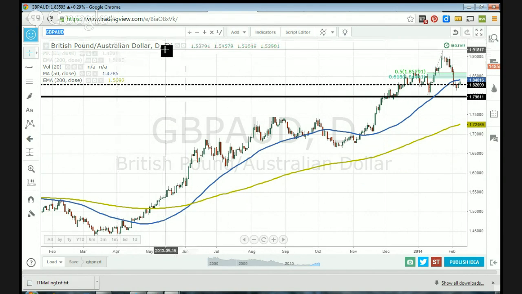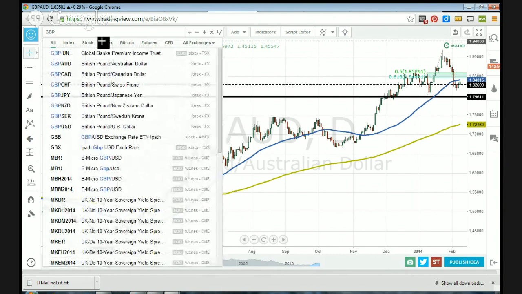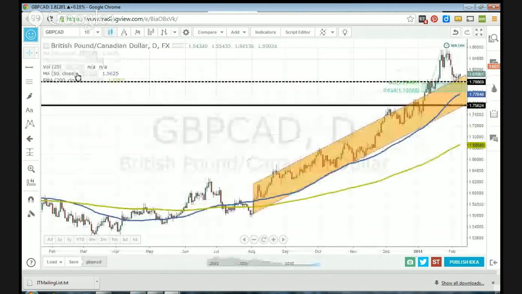Pound Aussie does look interesting. However, we saw Euro Aussie. I'm going to lean towards Euro Aussie instead, because I don't want too much of a concentration in the pound. We'll still go through these pound Canada, but I really won't be trading any of them.